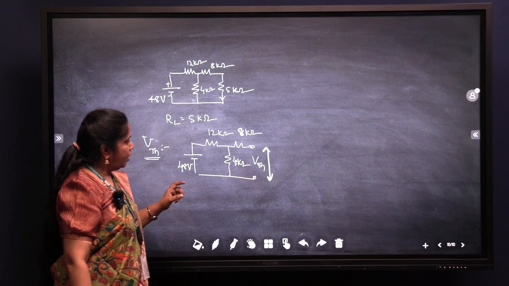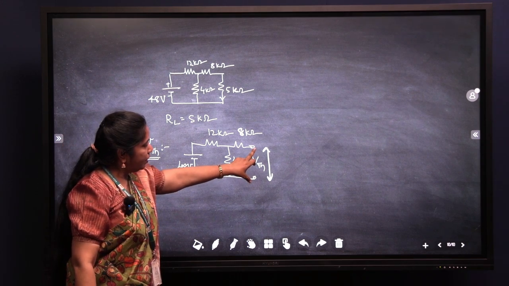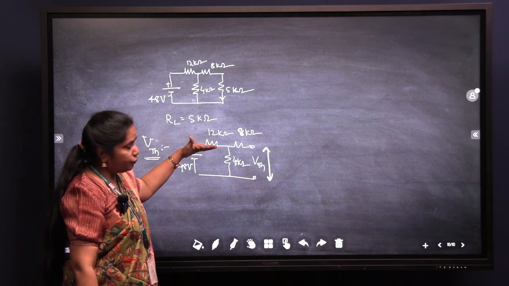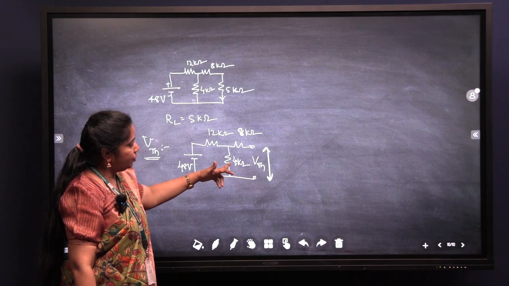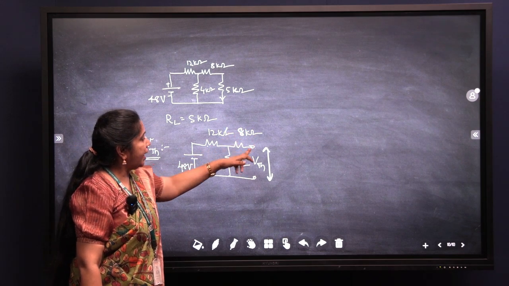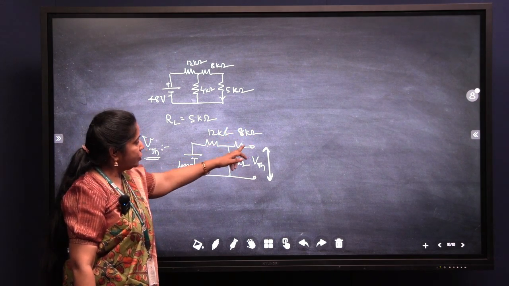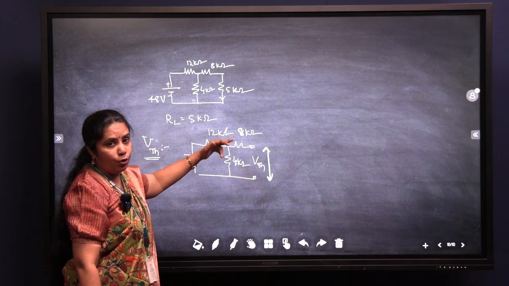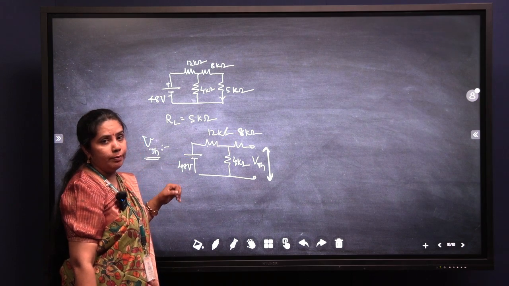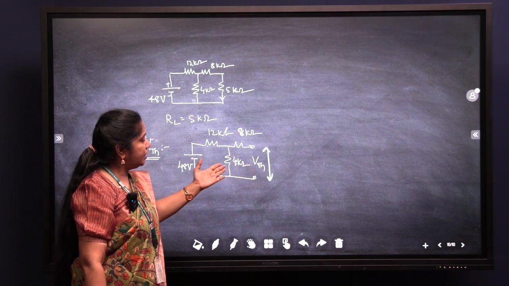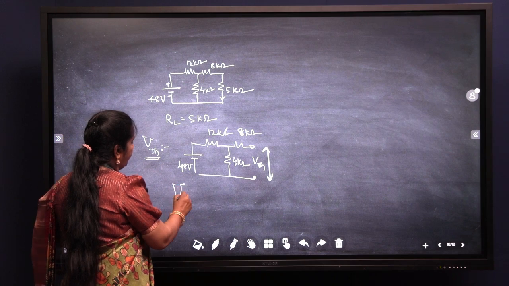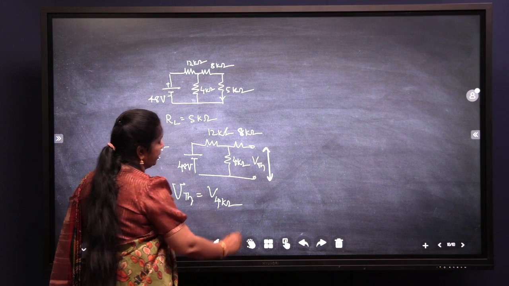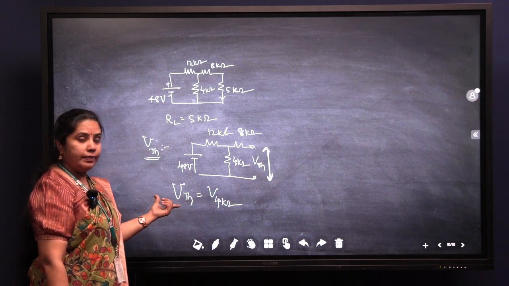Now what is the VTH value, the open circuit voltage? The current which is produced from the source directly enters the 12 kilo ohms, and after that it goes directly to the 4 kilo ohms resistor. So the current in the 8 kilo ohm resistor will become 0. Why? Because you have the open circuited terminals. So there is no current in the 8 kilo ohms and the voltage across this 8 kilo ohms will become 0. So now what is VTH? VTH is directly equal to the voltage across the 4 kilo ohms. The voltage across the 4 kilo ohms is nothing but your Thevenin's voltage.